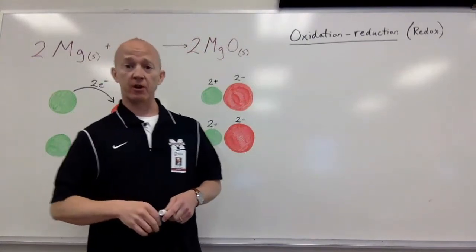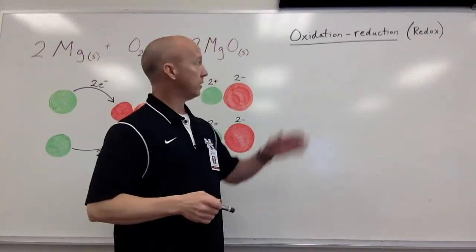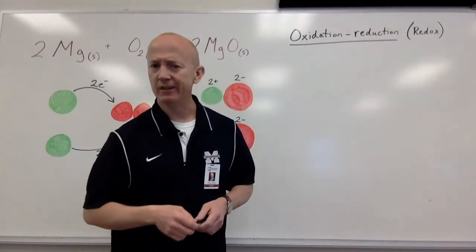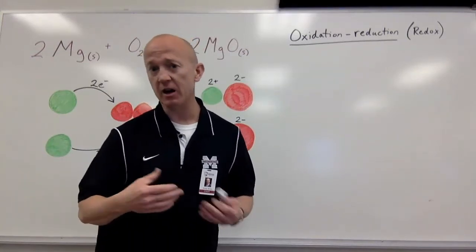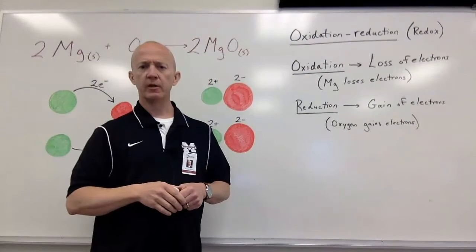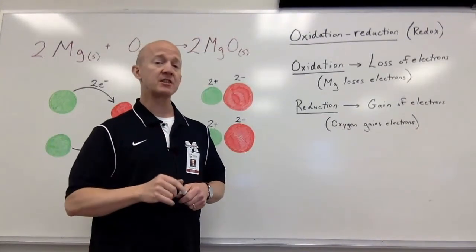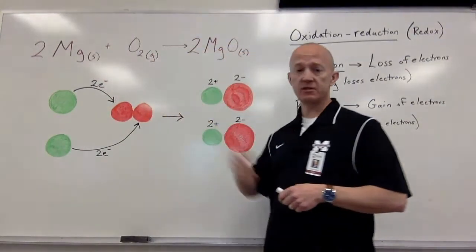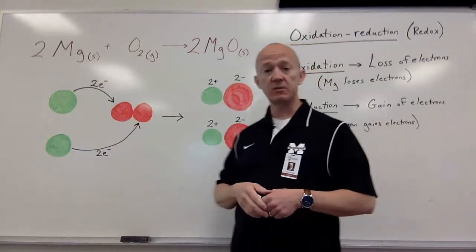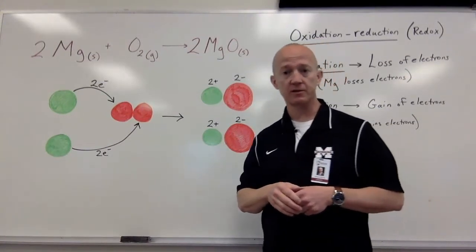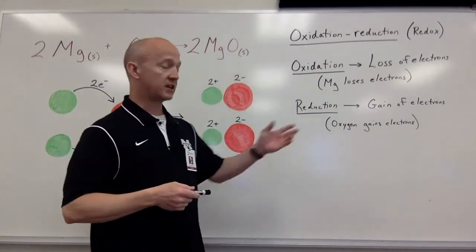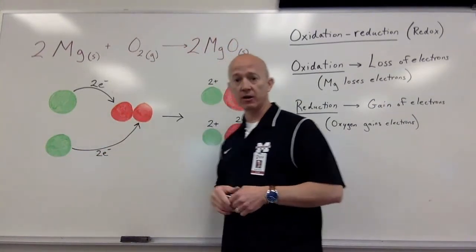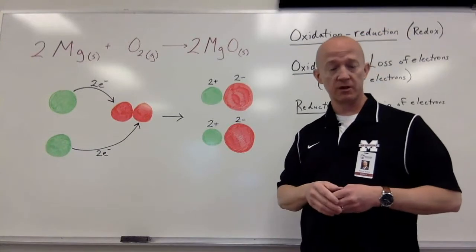So any reaction that involves the transfer of electrons like this, we call an oxidation-reduction reaction, or redox for short. In case you're wondering, it's not as easy to say ox-red, so we say redox instead. Now let's explain these terms for just a moment. Oxidation involves the loss of electrons. In this reaction, magnesium lost electrons. Magnesium was oxidized in the process. A reduction involves a gain of electrons. In our reaction over here, the oxygen gained electrons. Oxygen was reduced in the process.